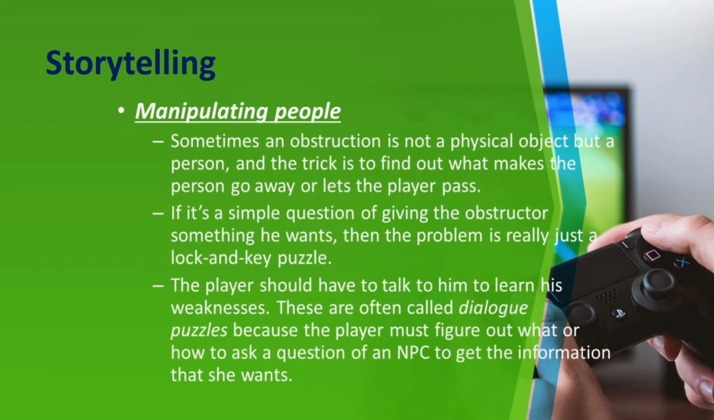Next is manipulating people. Sometimes an abstraction is not a physical object but a person, and the trick is to find out what makes the person go away or lets the player pass. If it's a simple question of giving the abstractor something he wants, then the problem is really just a lock and key puzzle. So the player should have to talk to him to learn his weakness. These are often called dialogue puzzles because the player must figure out what or how to ask a question of an NPC to get the information that she wants.